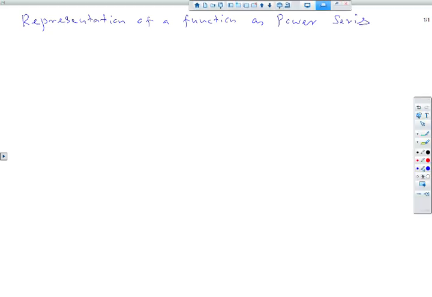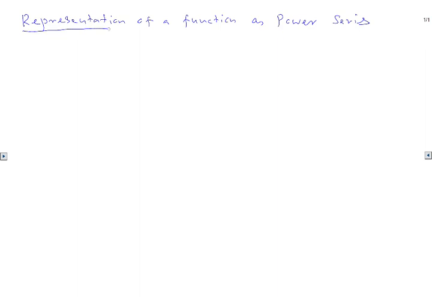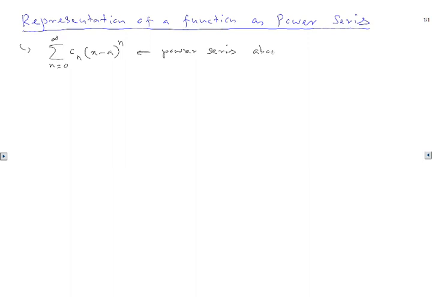In the previous section, we learned about what we mean by a power series. A power series is something like this: if we can express a series in this form, starting with n equals 0 to infinity, some constant times x minus a to the n, this is what we call a power series about, or around, a. So what we're going to do is talk about how to use this idea to represent a function.